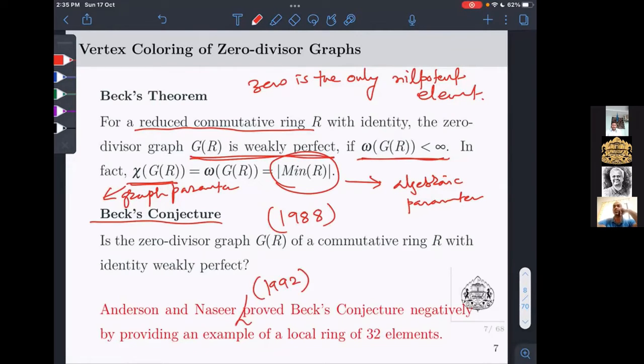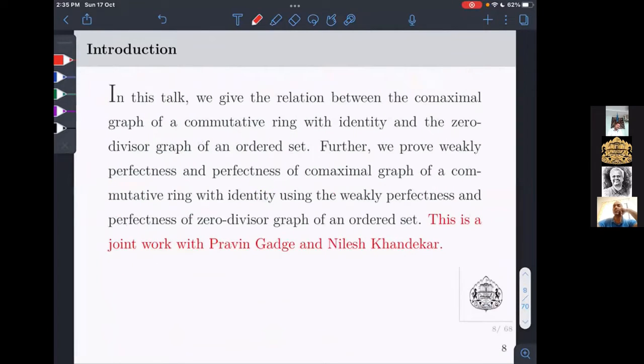So this was a development, and you can say that this may be the beginning of work on zero divisor graphs of a ring R. Then immediately in the same year, in 1992, there was another graph known as the co-maximal graph.